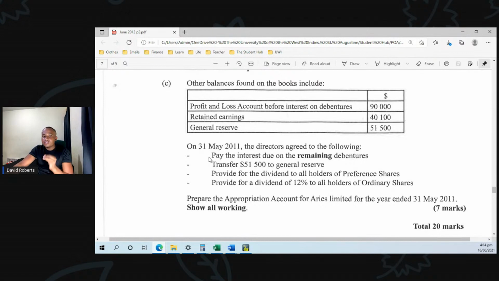Now, on the 31st of May 2011, the directors agreed to the following. First, they agreed to pay the interest on the remaining debentures. They also agreed to transfer 51,500 to general reserves. And to provide for dividends to all shareholders of preference shares and provide for dividends of 12% to all shareholders of ordinary shares. And within this, we have to prepare the appropriation account for Aries Limited for the year ended the 31st of May 2011.